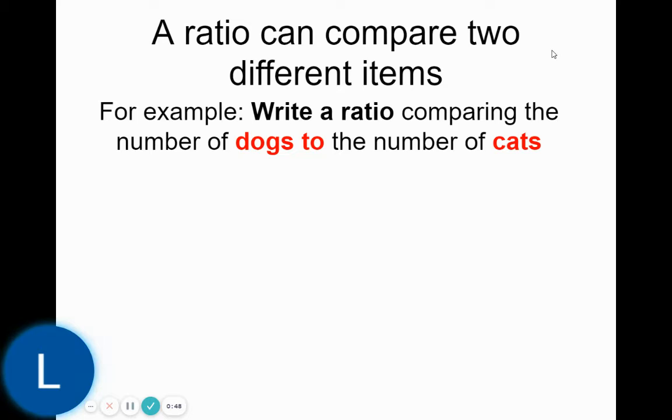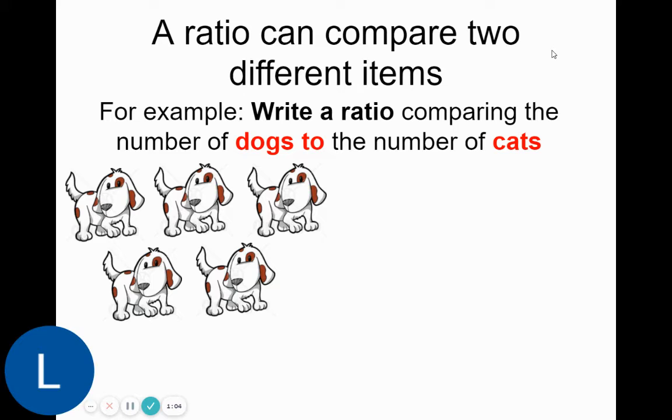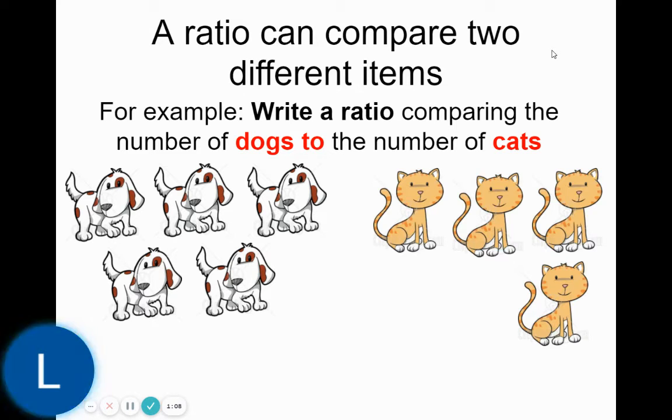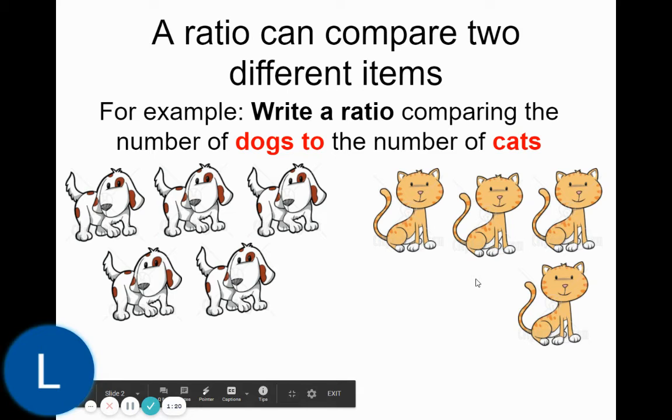Now notice how I've got dogs to cats in red, because when it's a ratio, you have to do it in the order it says. So since it says dogs to cats, the number of dogs has to go first. The number of cats has to go second. So here we have 5 dogs and 4 cats. Now you can write a ratio 3 different ways. Remember I told you it had to be dogs to cats. So 5 has to go first and 4 has to go second.